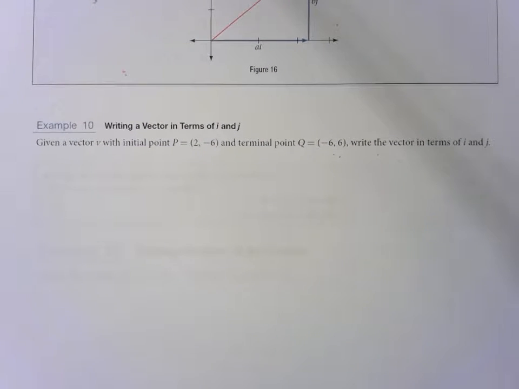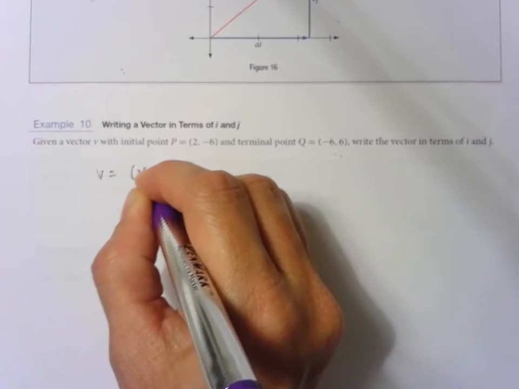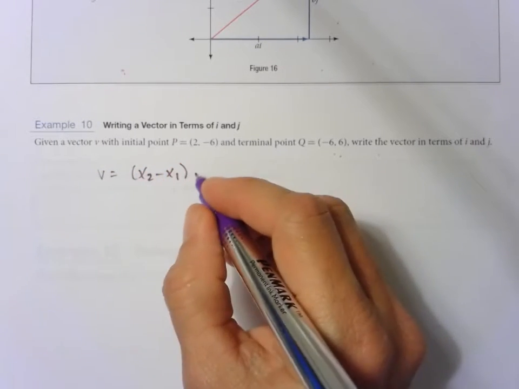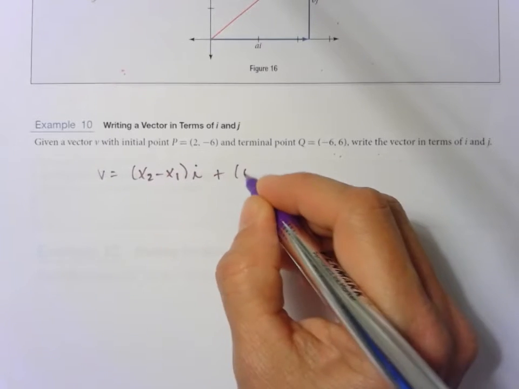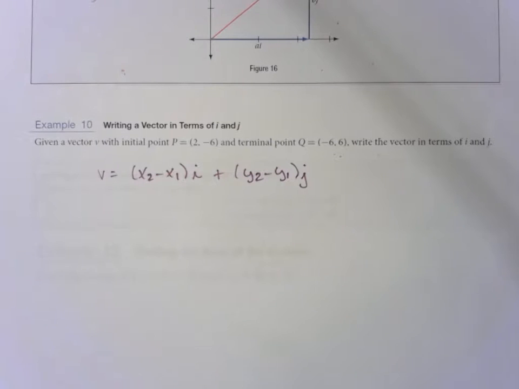Given a vector v with the initial point P (2, -6) and terminal point Q (-6, 6), write the vector in terms of i and j. Well, remember your formula. This is our formula for v.